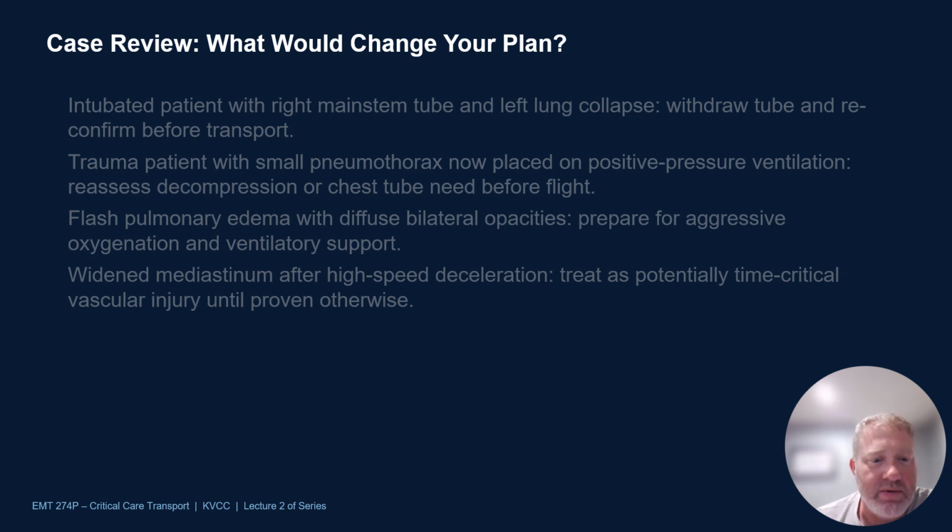So let's say you've got an intubated patient who is right main stem intubated, and you have a left lung collapse because it wasn't detected. What do you do? Well, confirm that it's a right main stem, unsecure the tube, withdraw it so that it's in the proper position, and then re-secure it, and then confirm it if at all possible before you transport.